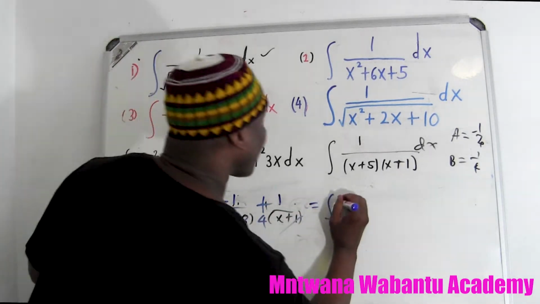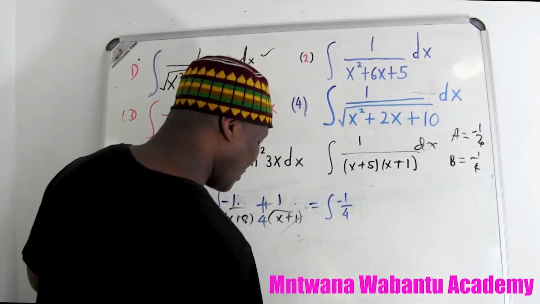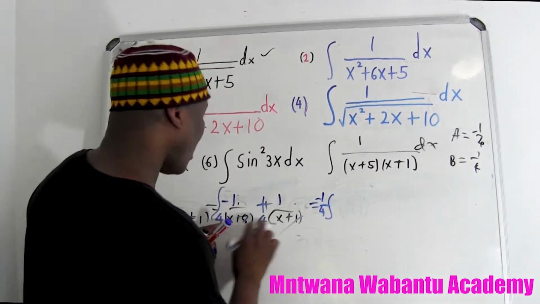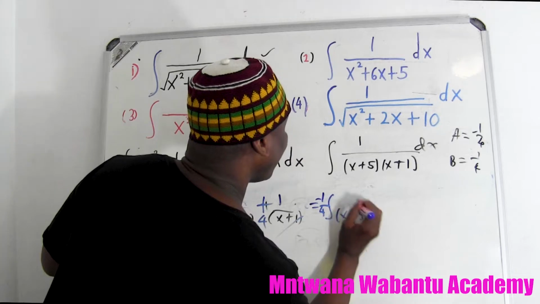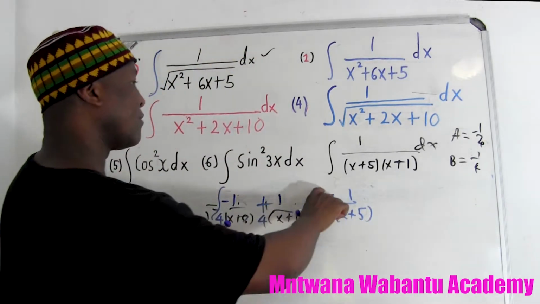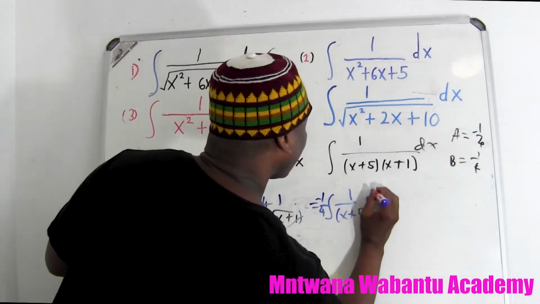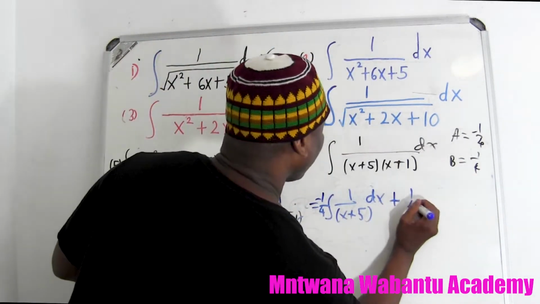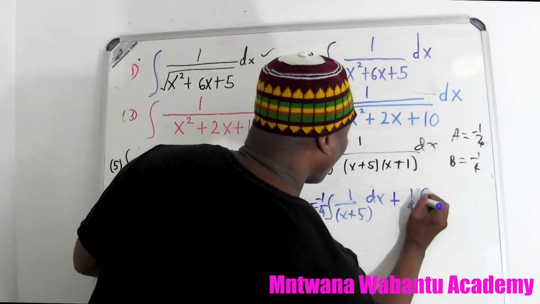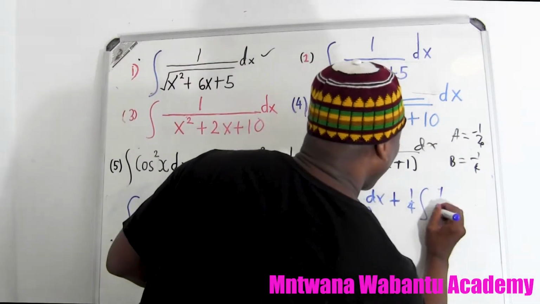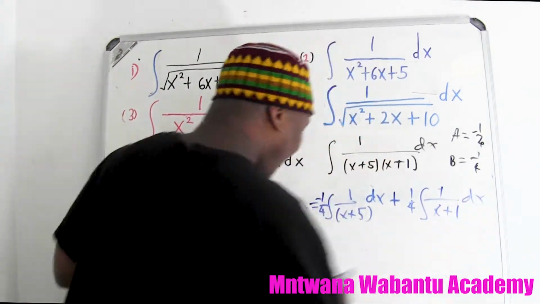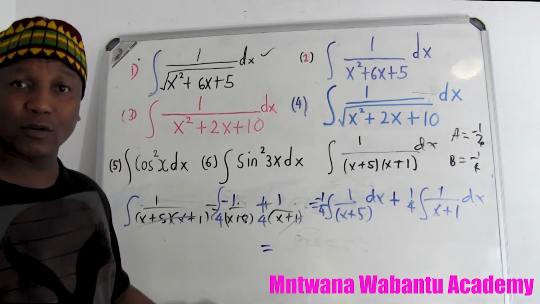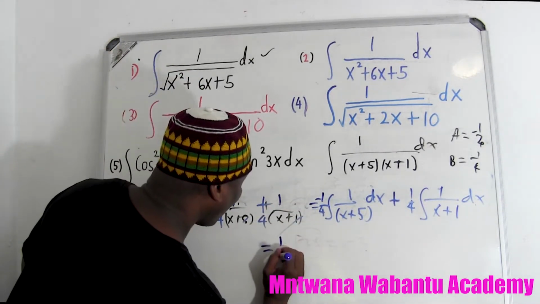Integral of negative 1 over 4. But this is a constant, so I can take it to the back. Say negative 1 over 4 times 1 over x plus 5, because this was a here, dx. Plus 1 over 4 for b, integral of 1 over x plus 1 dx. Then we can finish, because I can take 1 over 4 out.